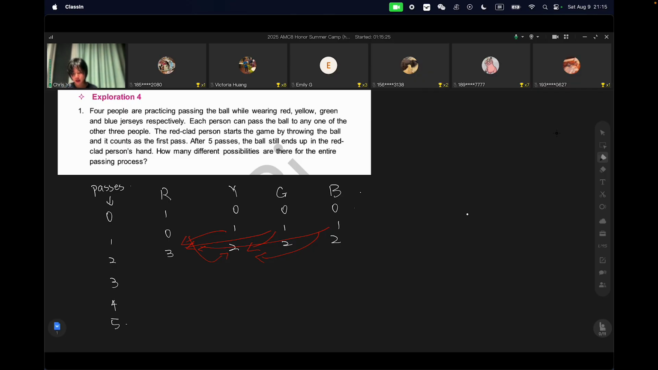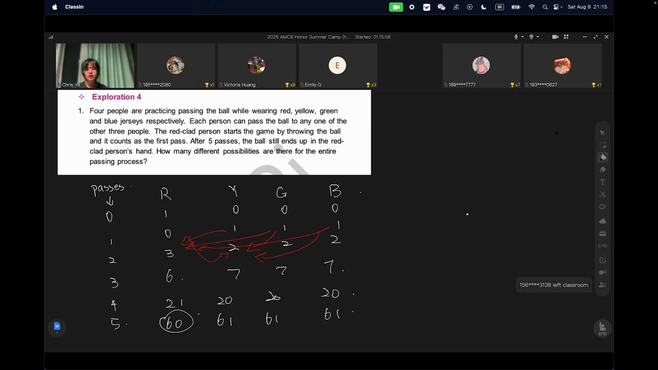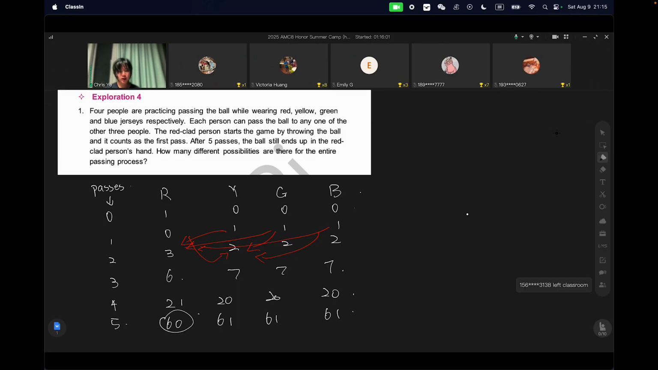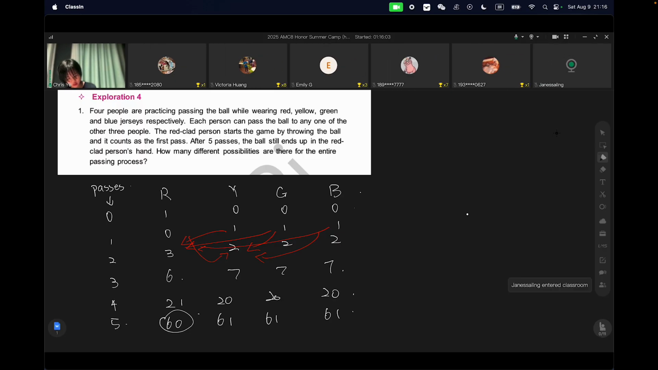Using this method and going on, we can see that 2 plus 2 plus 2 equals 6. Then 3 plus 2 plus 2 equals 7 for these. Going on, we get something like this. And for the last step, it will be 20 plus 20 plus 20 for red equals 60, and for the others, they're all going to be 61. But after 5 passes, the ball still ends up in the red person's hand, so this is the one that we're going to look out for. Therefore, there are 60 possibilities for the entire passing process, and the answer will be 60.